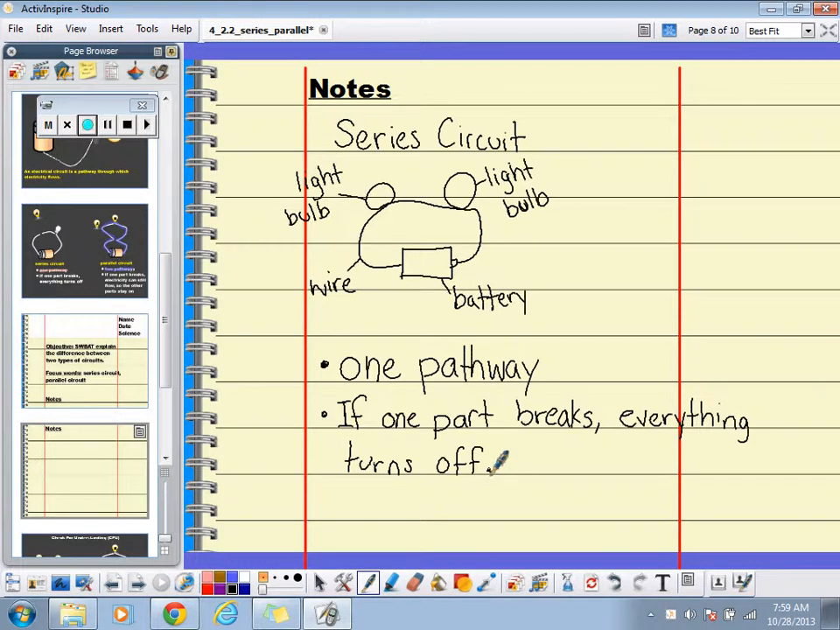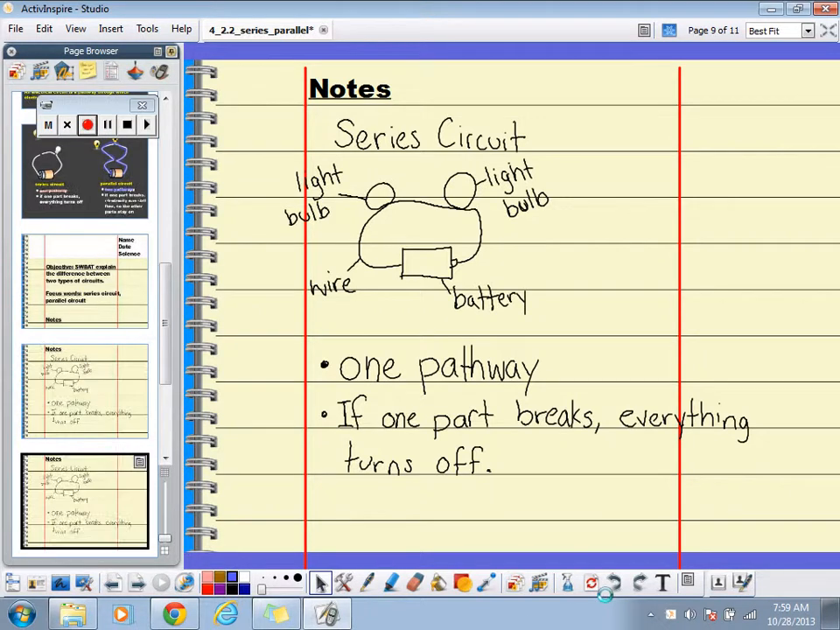Alright, so for our series circuit, we have one pathway, and if one part breaks, everything turns off. Now let's write our notes for our parallel circuit. So just right underneath your series circuit, you're going to start to write your parallel circuit notes.